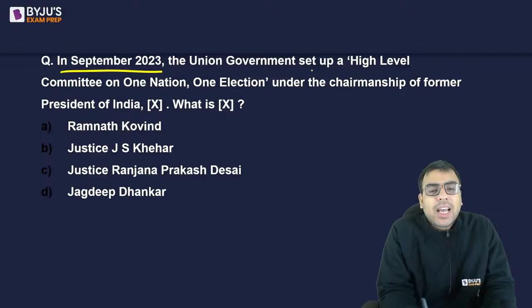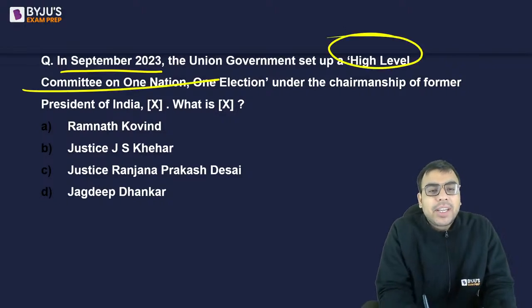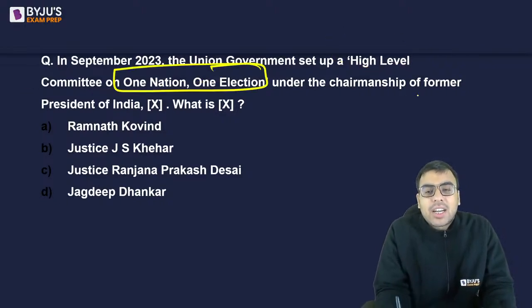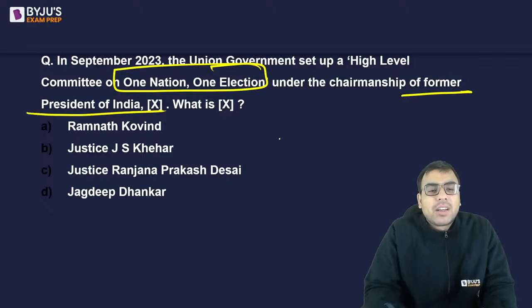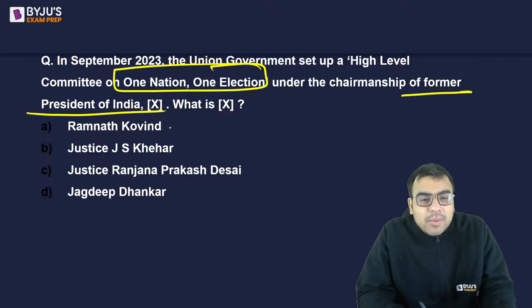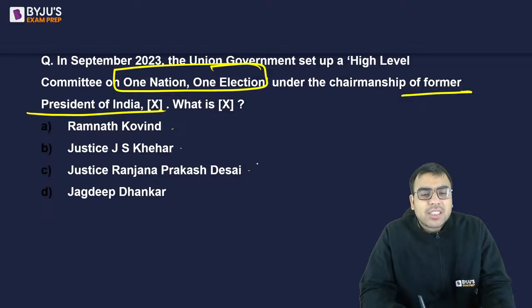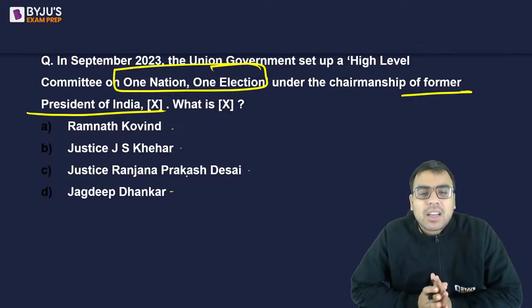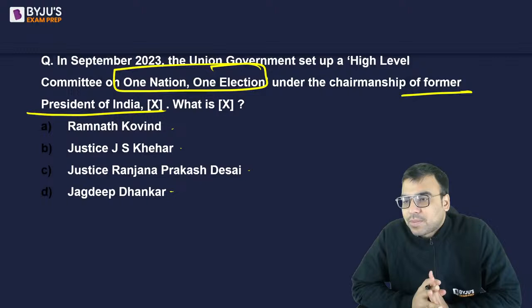In September last year, the union government set up a high-level committee on one nation, one election under the chairmanship of former President of India X. What is X? Mr. Ramnath Kovind, Justice J.S. Khehar, Justice Ranjana Prakash Desai, Jagdeep Dhankhar. What is the right answer to this question?